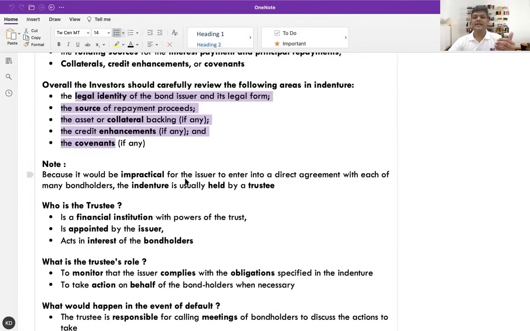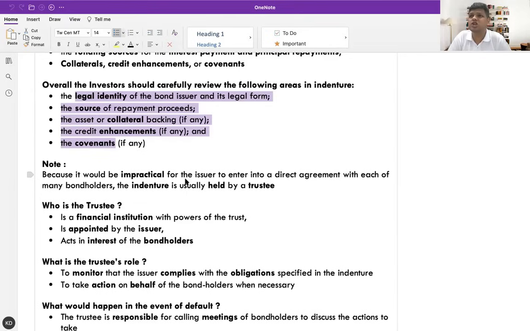Because it would be impractical for the issuer to enter into a direct agreement. Now, first of all, there are several bondholders. Do you think the issuer is going to deal with each and every one of them? No. What does the issuer do? The issuer does not deal with each and every one of them. So therefore, the issuer will appoint a trustee, and the trustee will act on behalf of the investors.